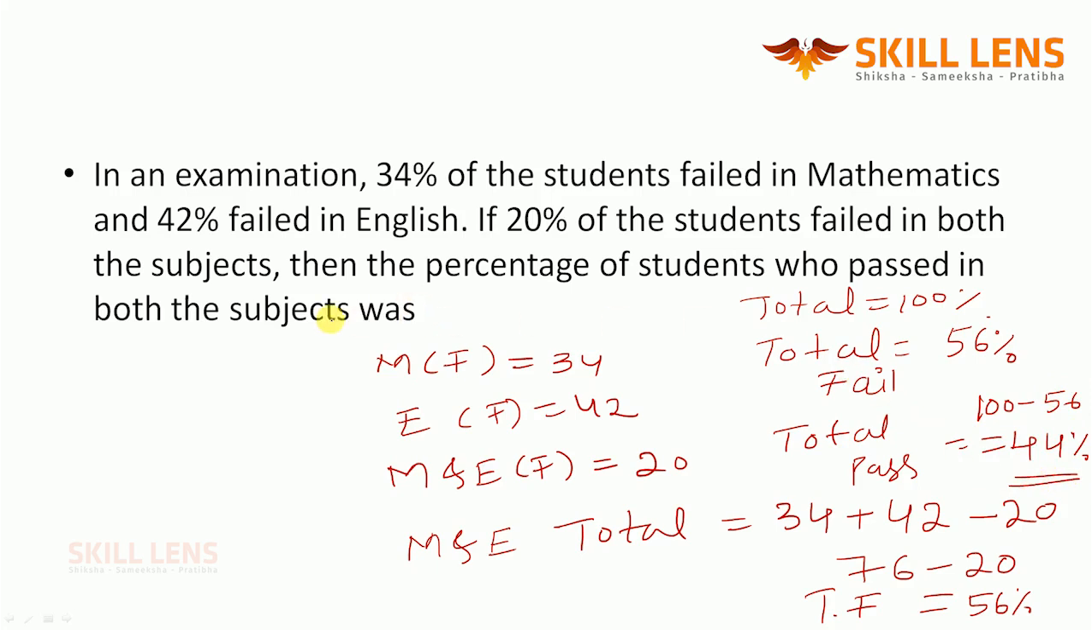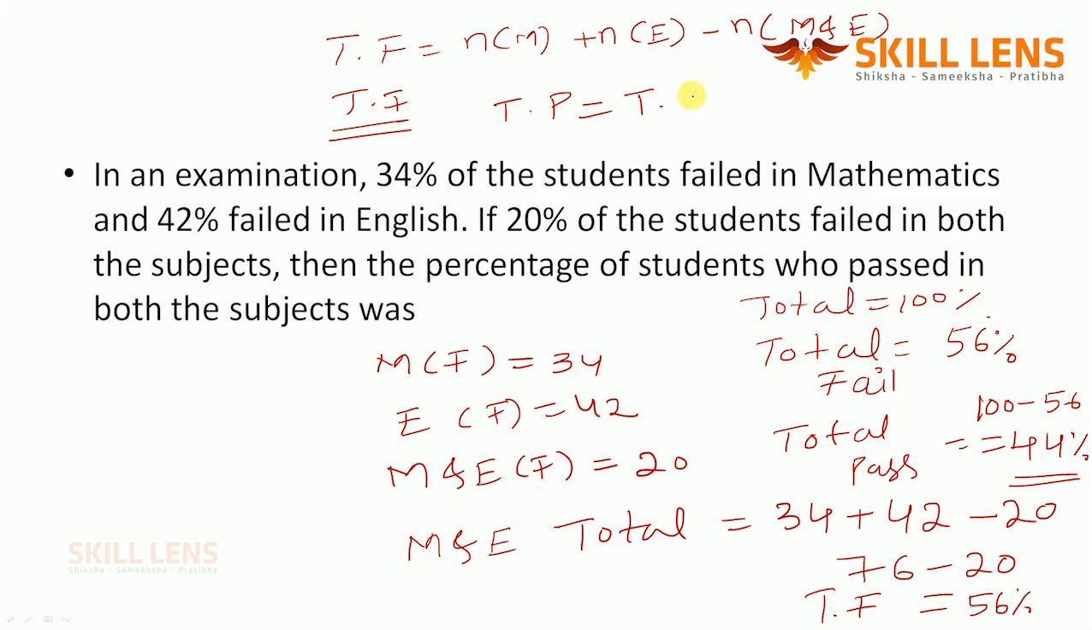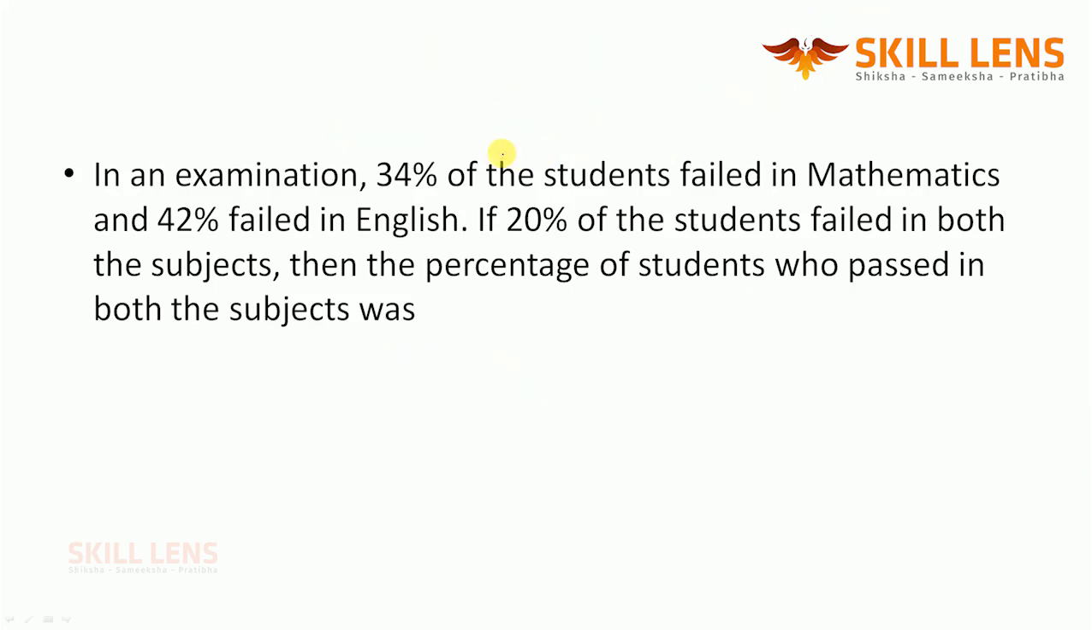So the total pass is 44. Total fail is n of mathematics plus n of English, subtracted with n of mathematics and English. Here you will get total fail. Once you get total fail, you can come across total pass: total minus total fail gives you the total pass. Hope you understood this particular question. Let's move on to the next question.